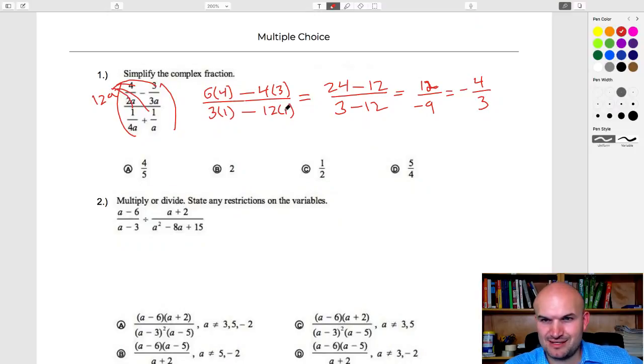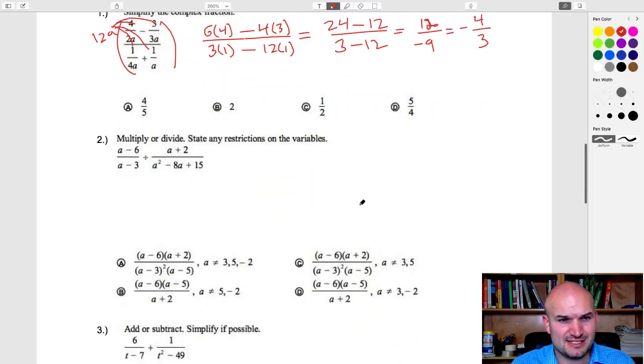Has anybody seen my mistake? Because I'm not seeing my mistake. 6 times 4 is 24. Minus 12 is 12. 3 minus 12 is negative 9. They're not getting a negative either, so something is up. Hopefully somebody found my mistake. I'm going to come back to that at the end.